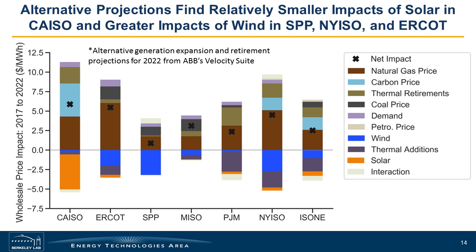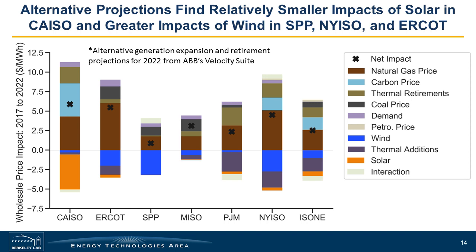So if instead we use generation expansion and retirement projections for 2022 from ABB's Velocity Suite as an alternative to the EIA reference case, this results in overall similar conclusions as presented above, but the primary difference in the alternative case is that we see smaller impacts of solar in CalISO and greater impacts of wind relative to impacts based on EIA's model projections. That's particularly true in SPP, the New York ISO, and in ERCOT. And again, this is because of greater amounts of wind that are being added in those cases.